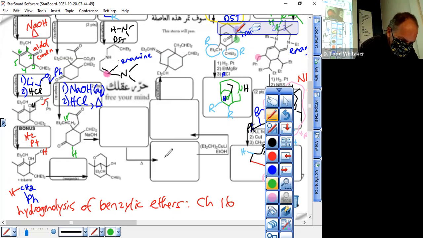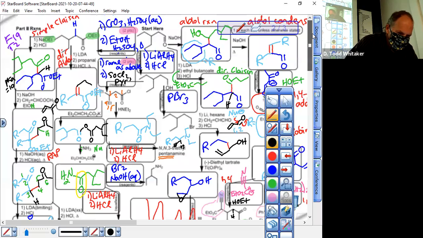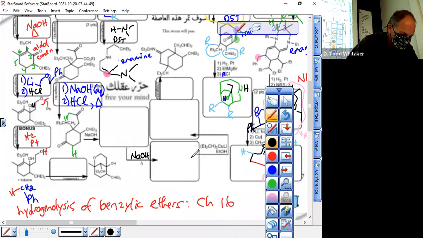I could even be nicer, and I should be nicer, and say that when you do an aldol reaction and follow it with the same chemical and heat, you get an aldol condensation. I should have done that. Just to jog your memory. That's something you're supposed to look for. So I want the aldol reaction in this box here.